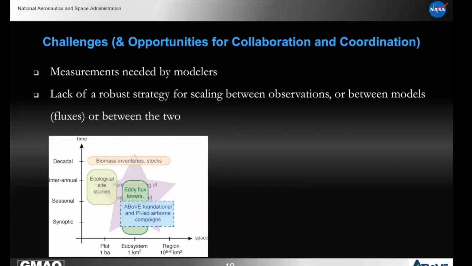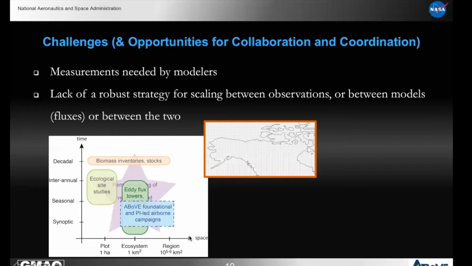The second challenge in my mind is that we currently lack a robust strategy for scaling between fine scale and global scale models, and also between observations and observations models. So this is just a cartoon showing that different observations, even for ABoVE, will be taken at different space and time scales. And then, as I said, they will be put together into a notional ABoVE grid that is being set up.